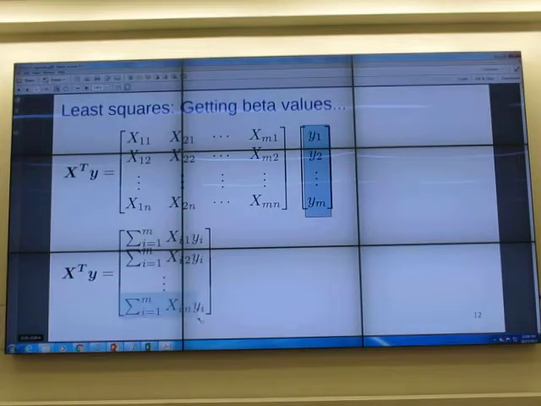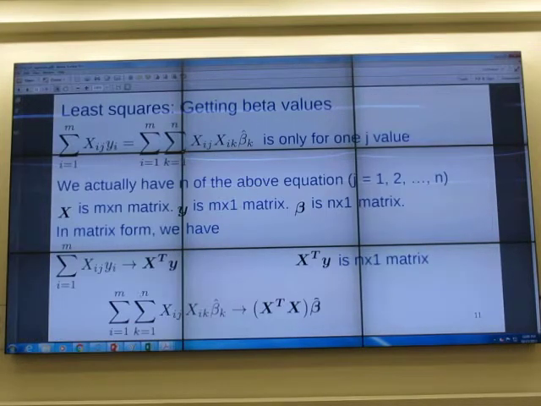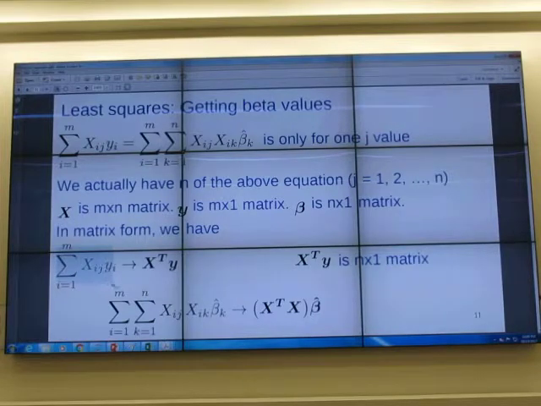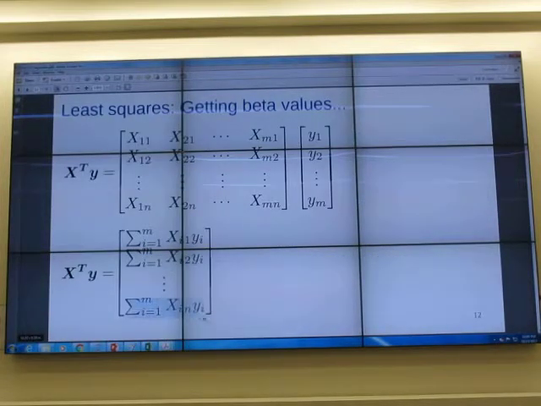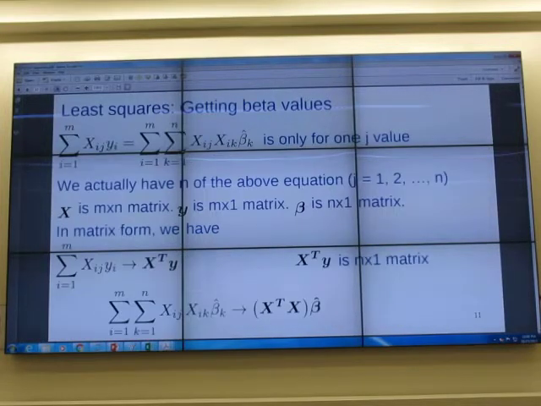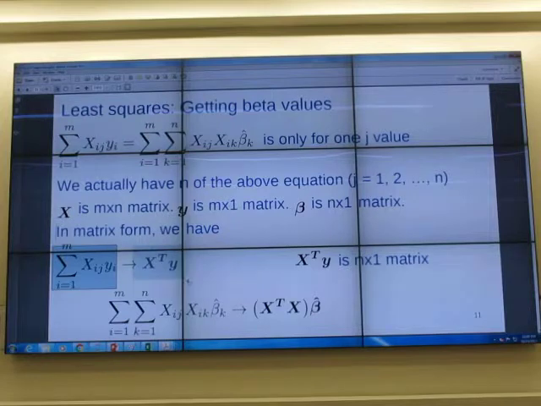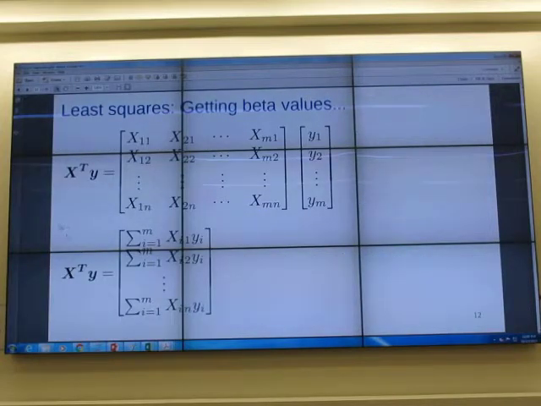Take a look at this. This thing, is that the same as that? Yes? Look, summation i equal to 1 to m of xin yi. Same. So for the nth equation, this term becomes that. No doubt, as proven here. Good? Josh, are we good?